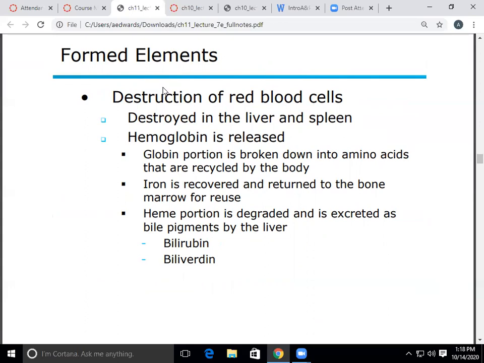So I told you before, red blood cells only last about 120 days, right? If they don't last, you have to have a way to get rid of them. So they're going to get destroyed in the liver and the spleen.